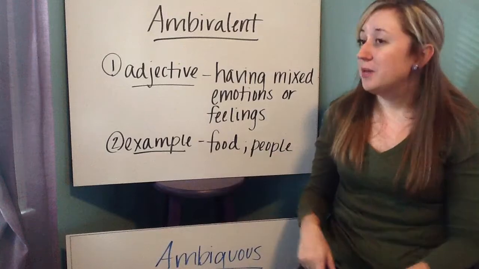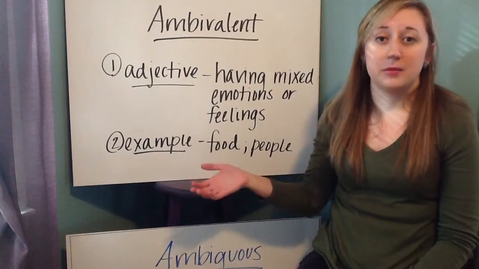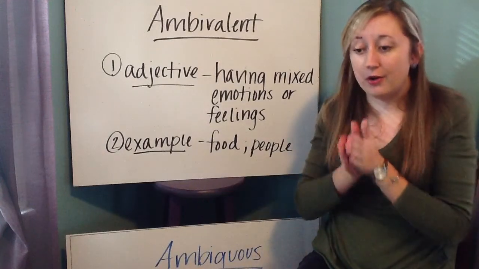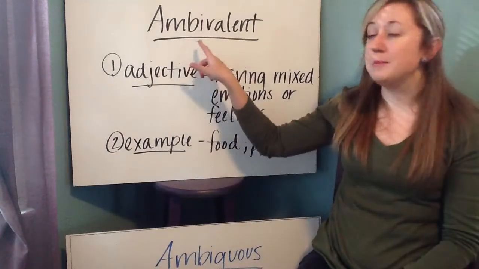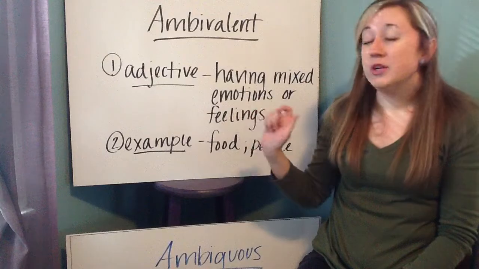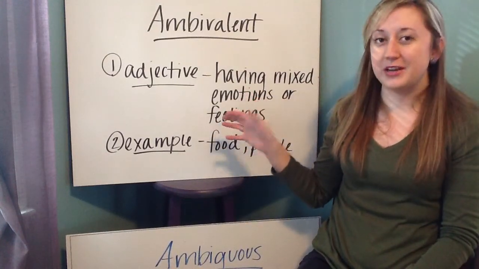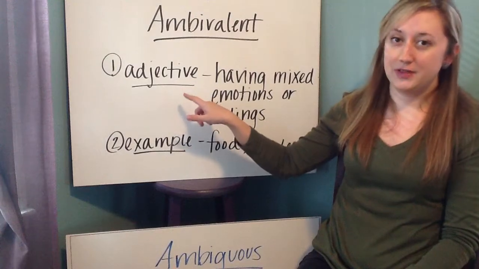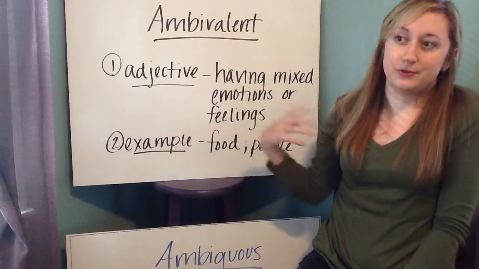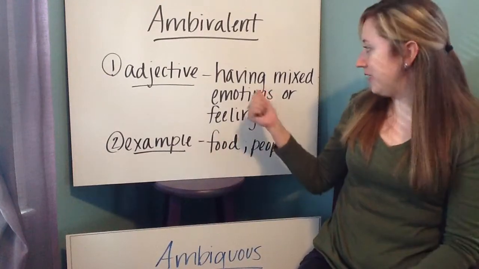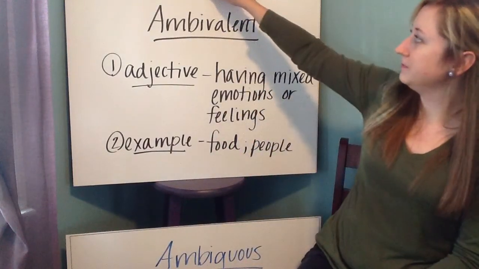I also put down people. There are some people that we love as our best friends, some people we wish we maybe don't ever have to talk to again, and then we've got a whole host of people in the middle that we are ambivalent towards. We don't hate them, we don't love them necessarily, but we are ambivalent towards them, okay? So that describes our feelings about different kinds of foods or possibly people. But it just means that you can't really pick a side. You have mixed emotions or feelings.